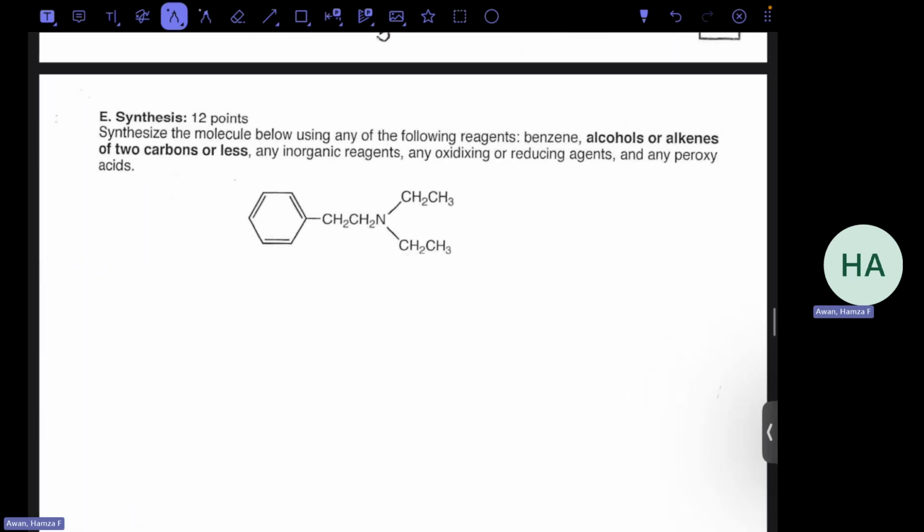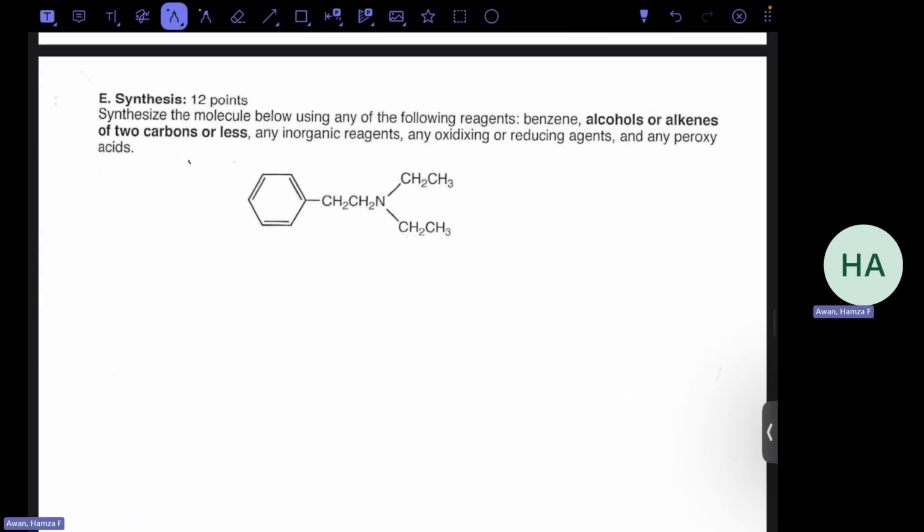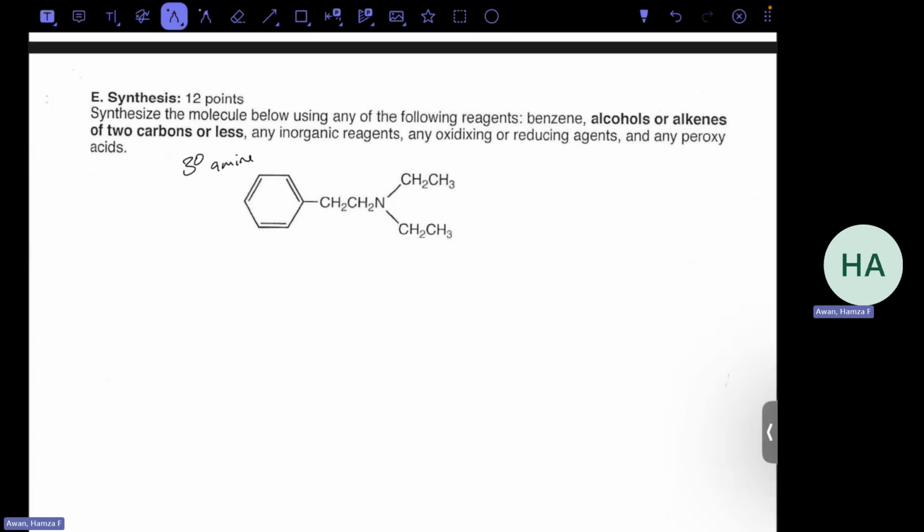Synthesis. Very fun. So in synthesis, we have a tertiary amine. One thing about synthesis is that in this year, it is very, very repetitive, I guess. You'll do things and then you'll do them again, and then you'll have to do them again. So you guys will understand what I'm talking about once we get to this one. So we have a tertiary amine.